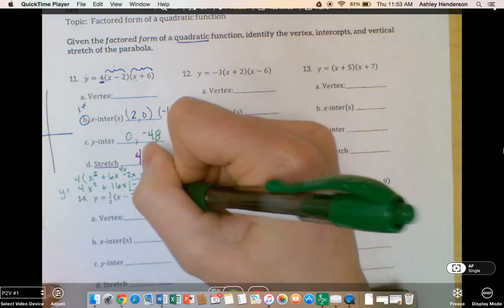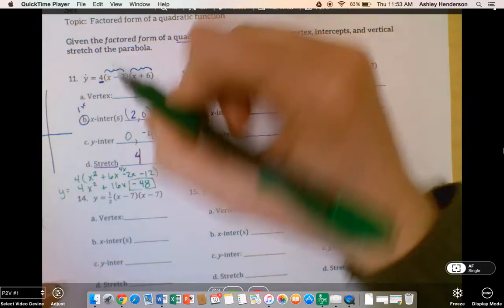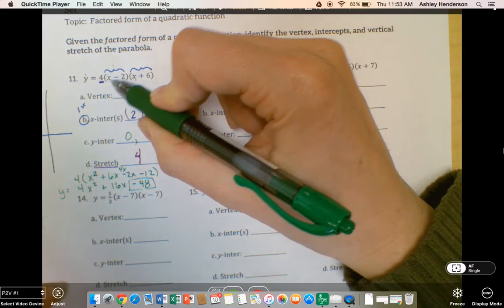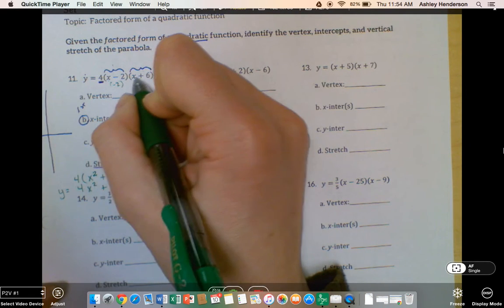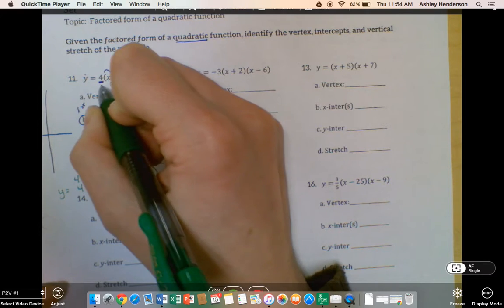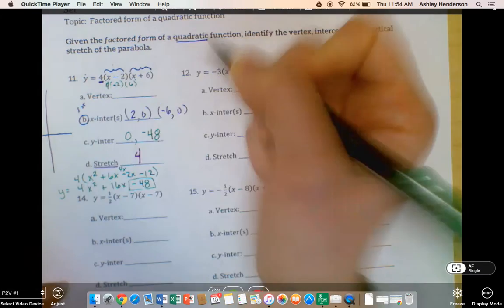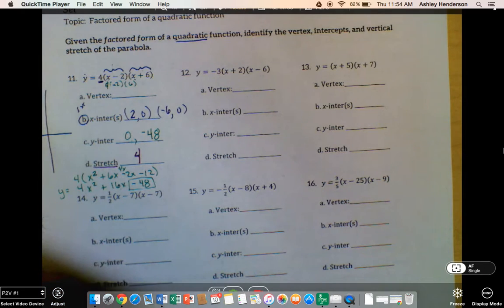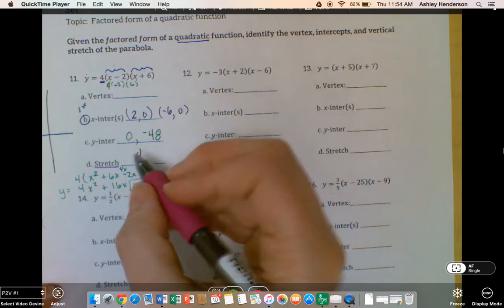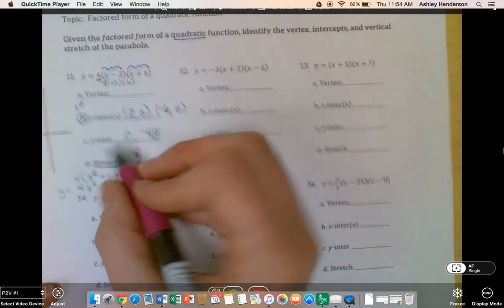I could have also done it by just using that idea. If I plug in 0 as x, I get out my y-intercept. So I could have done it right here and said 0 minus 2 gives me negative 2. 0 plus 6 gives me positive 6, and then I still have my times 4 out front, so I would have gotten negative 12 times 4, still gives me negative 48. So that's another strategy to figure out your y-intercept. All of them coming from the same big idea, which is the y-intercept is when x equals 0.